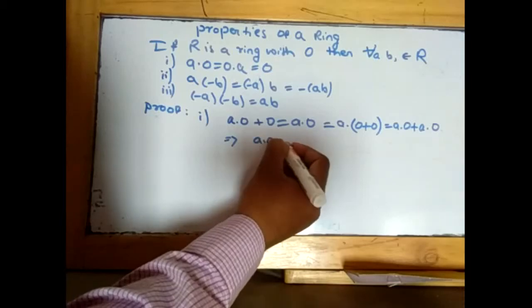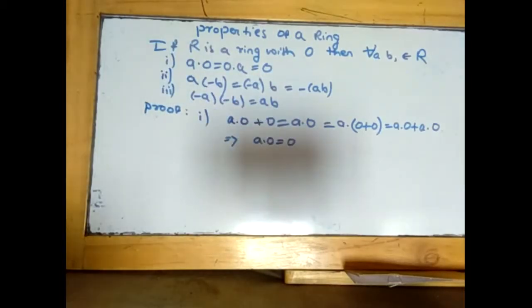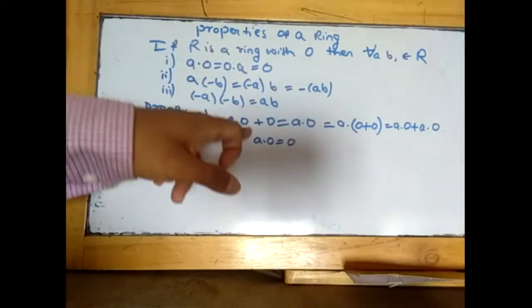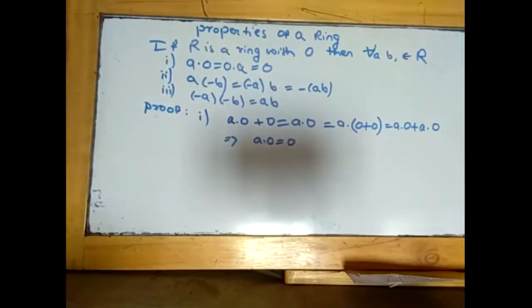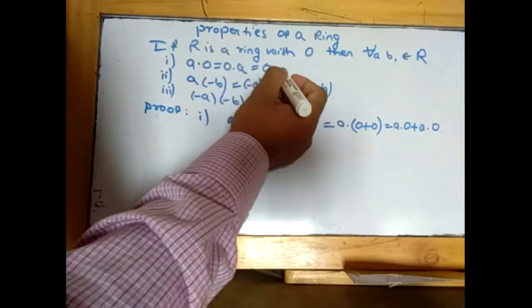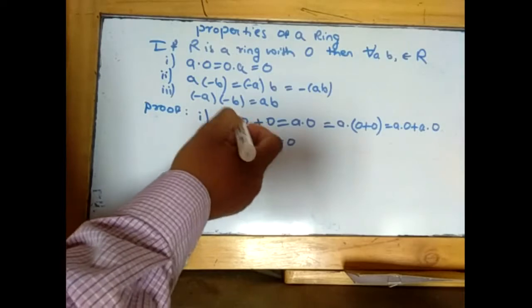a into 0 is equal to 0. So this we prove. Similarly, to prove 0 into a is equal to 0, again we apply the same property.